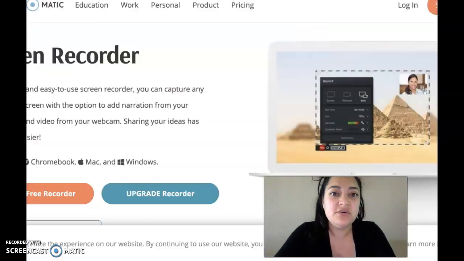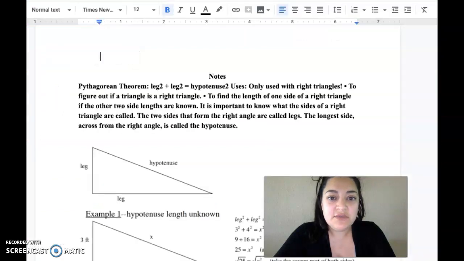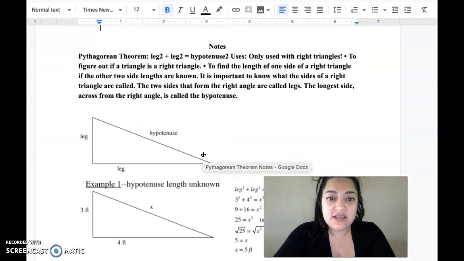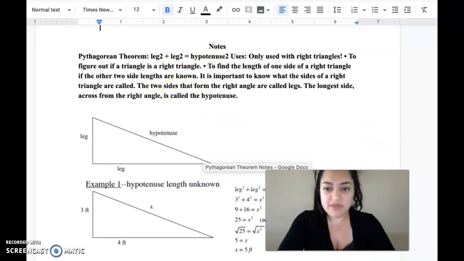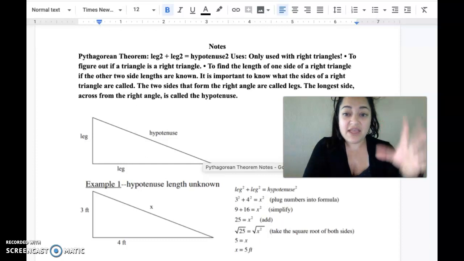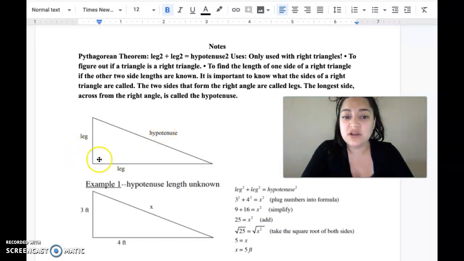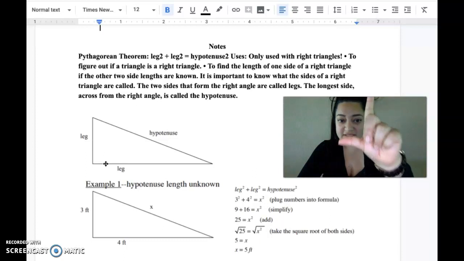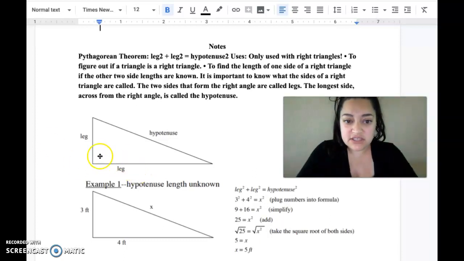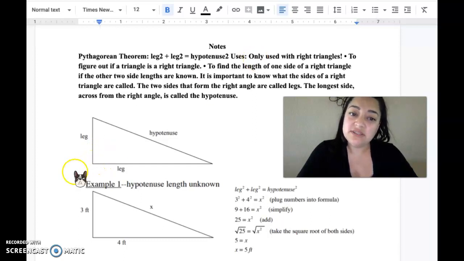So I'm going to show you some things. We have notes that we can use. So these notes up here tell you just about Pythagorean theorem. We have two legs, and then we have the hypotenuse. Remember, the hypotenuse is always across from the right angle. So you can only use Pythagorean theorem when you have a right triangle. Right triangles are when they make a perfect corner, a perfect L at the corner. So this one is a right angle right here, and the hypotenuse is always across from the right angle. Okay, and then these are your legs.